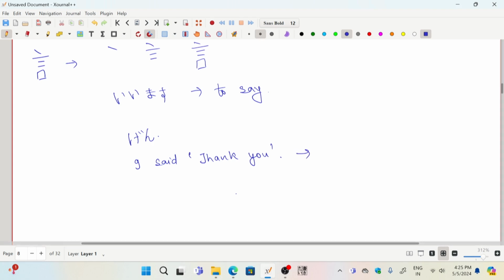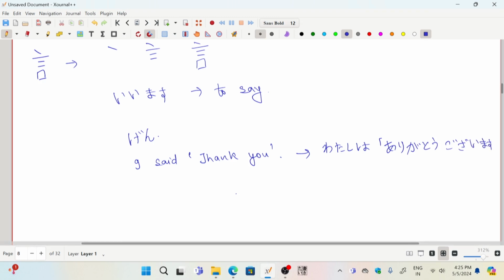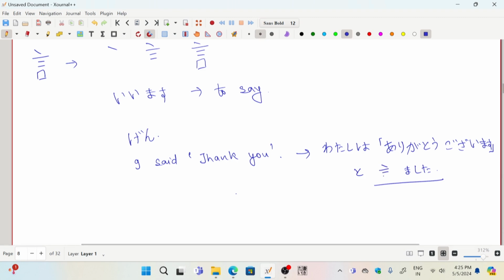It will be watashi wa. Thank you is arigatou gozaimasu. Arigatou gozaimasu to iimashita. Here iimashita will be this kanji. So watashi wa arigatou gozaimasu to iimashita.